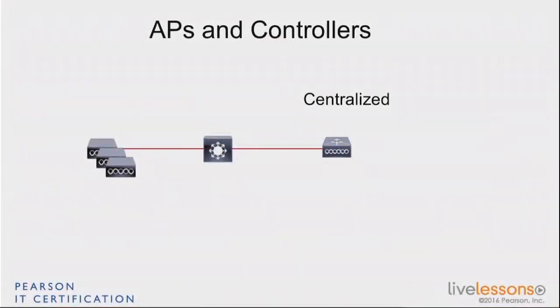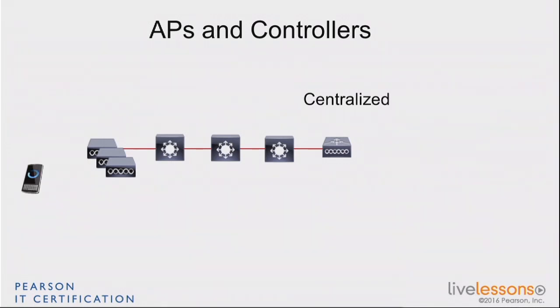Let's look a little bit deeper into these architectures and see where they make sense and where they do not. In a centralized mode, all the data traffic goes through the access point to the controller. When you have access points connecting through maybe many switches to the controller, and a wireless client connecting to the access points, you're going to go through the controller. In many cases, this is very logical. But in some cases, it doesn't make much sense.